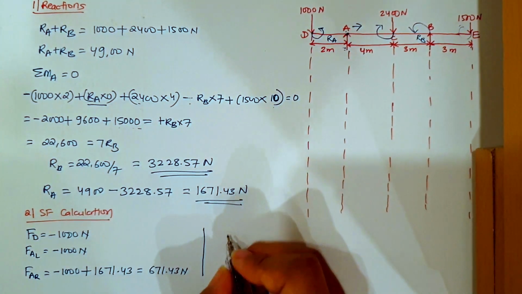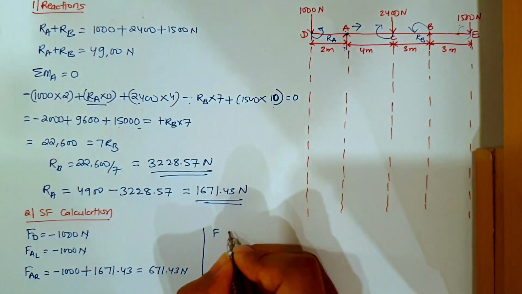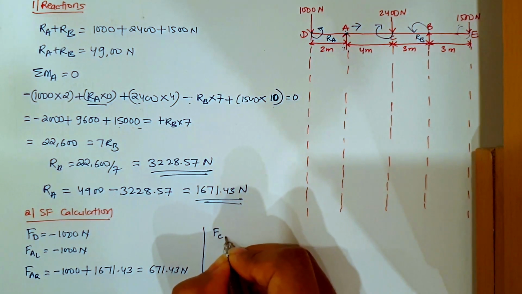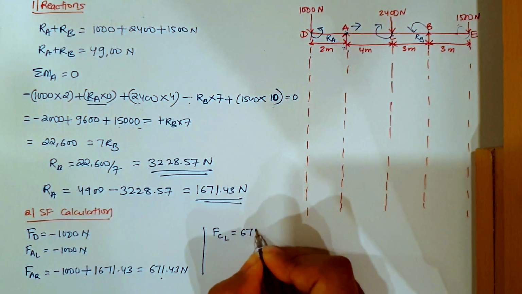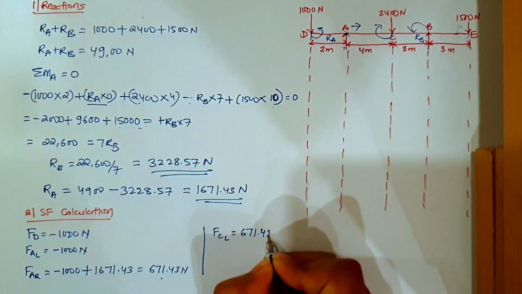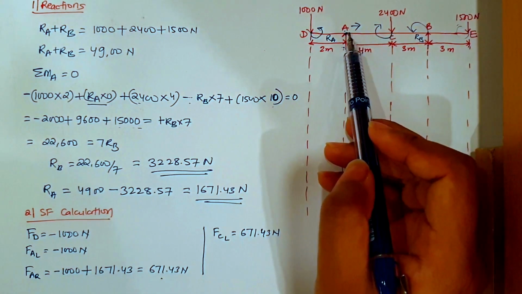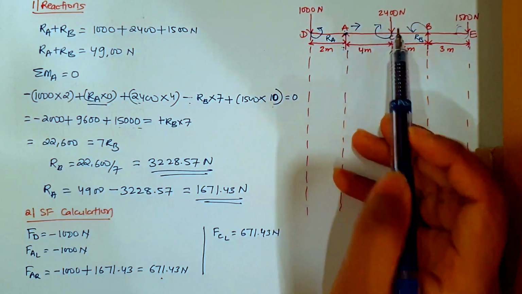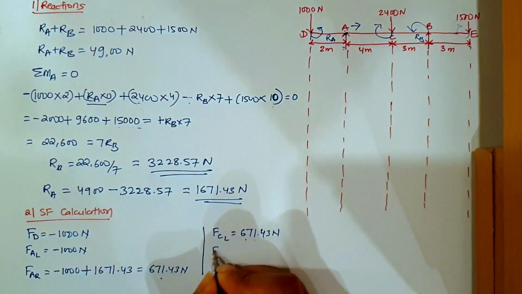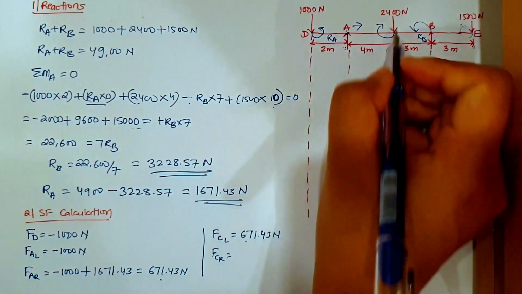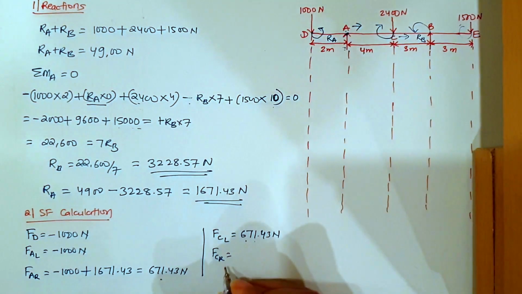Similarly, force at C and to the left hand side of C will be equal to, last force that I got is 671.43 Newton, and since there is no force in between A and C, it will remain 671.43 only.